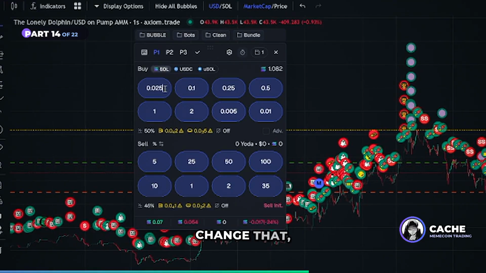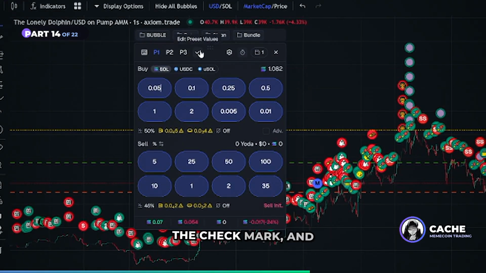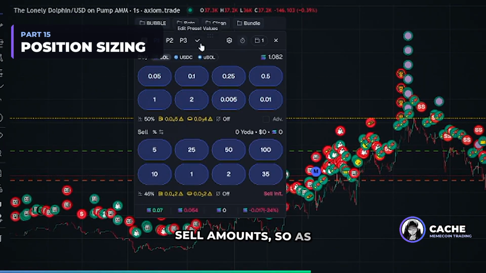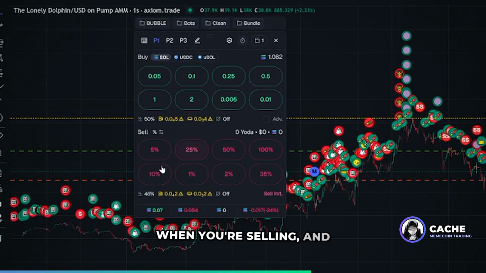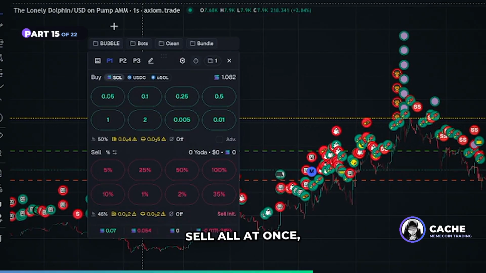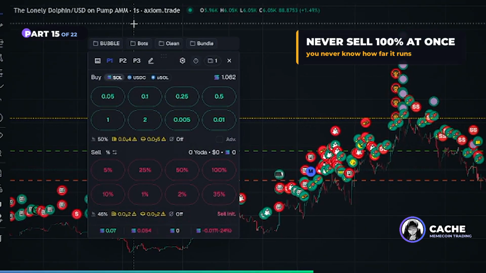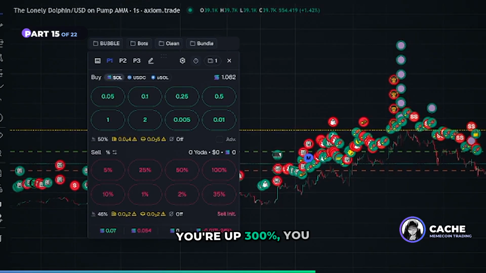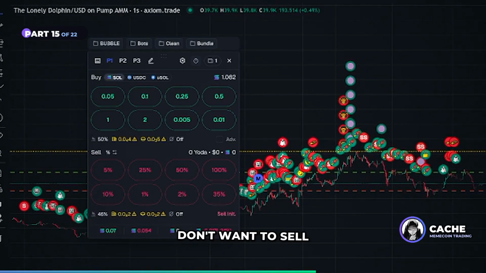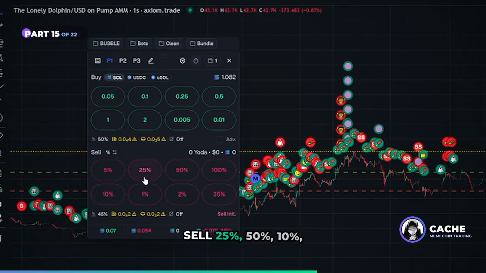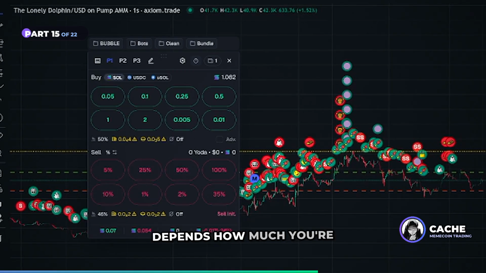And then once you change that, you can click on the check mark and it'll save. As well, you can do the same thing for the sell amounts. So as I like to say, when you're selling a lot, I know a lot of new people in my Discord like to just sell all at once, no matter what it is. But in my honest opinion, you never know how high or how low something can go. So just because you're up 300%, you don't want to sell it all. But you should probably sell a little bit. You should sell 25%, 50%, 10%. Depends how much you're in with.